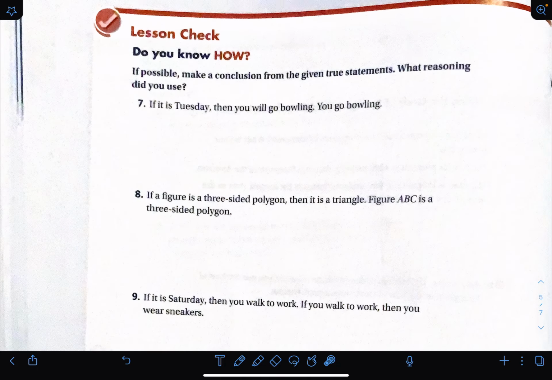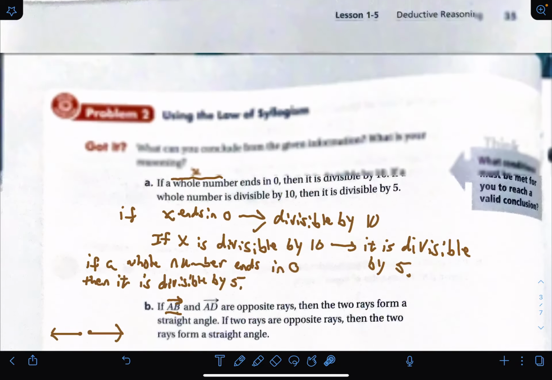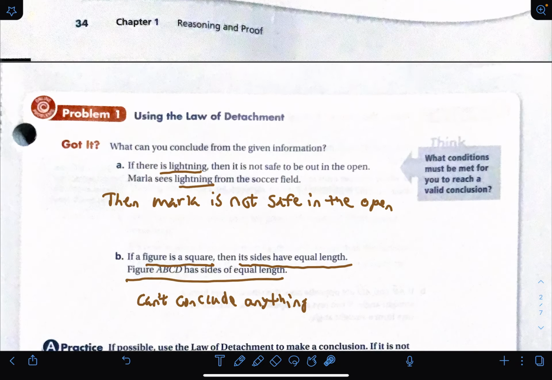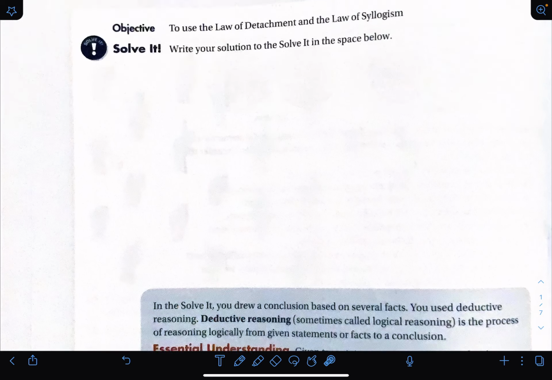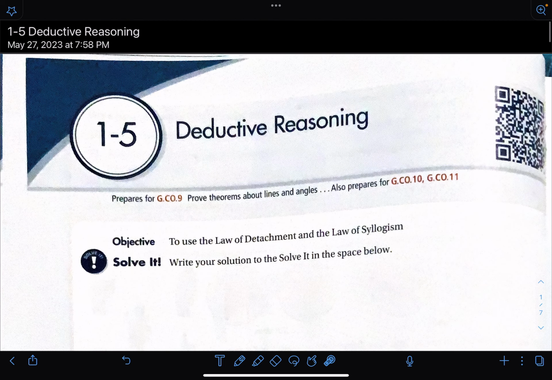Guys, I hope you followed this. Maybe this will give you some idea of what to do for the homework. And now you can try the homework and then ask questions if you're stuck.